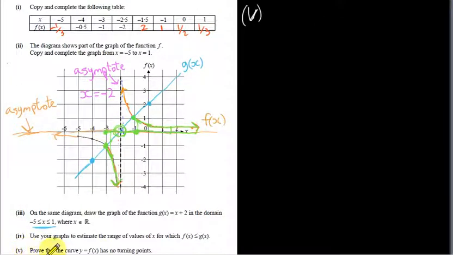In part 5, we have to prove that this curve has no turning points. Now, a turning point on a curve would be a local max or local min. Like if our function looks like this, this would be a local max. And the tangent to the curve at this point is a horizontal line. Its slope is 0.